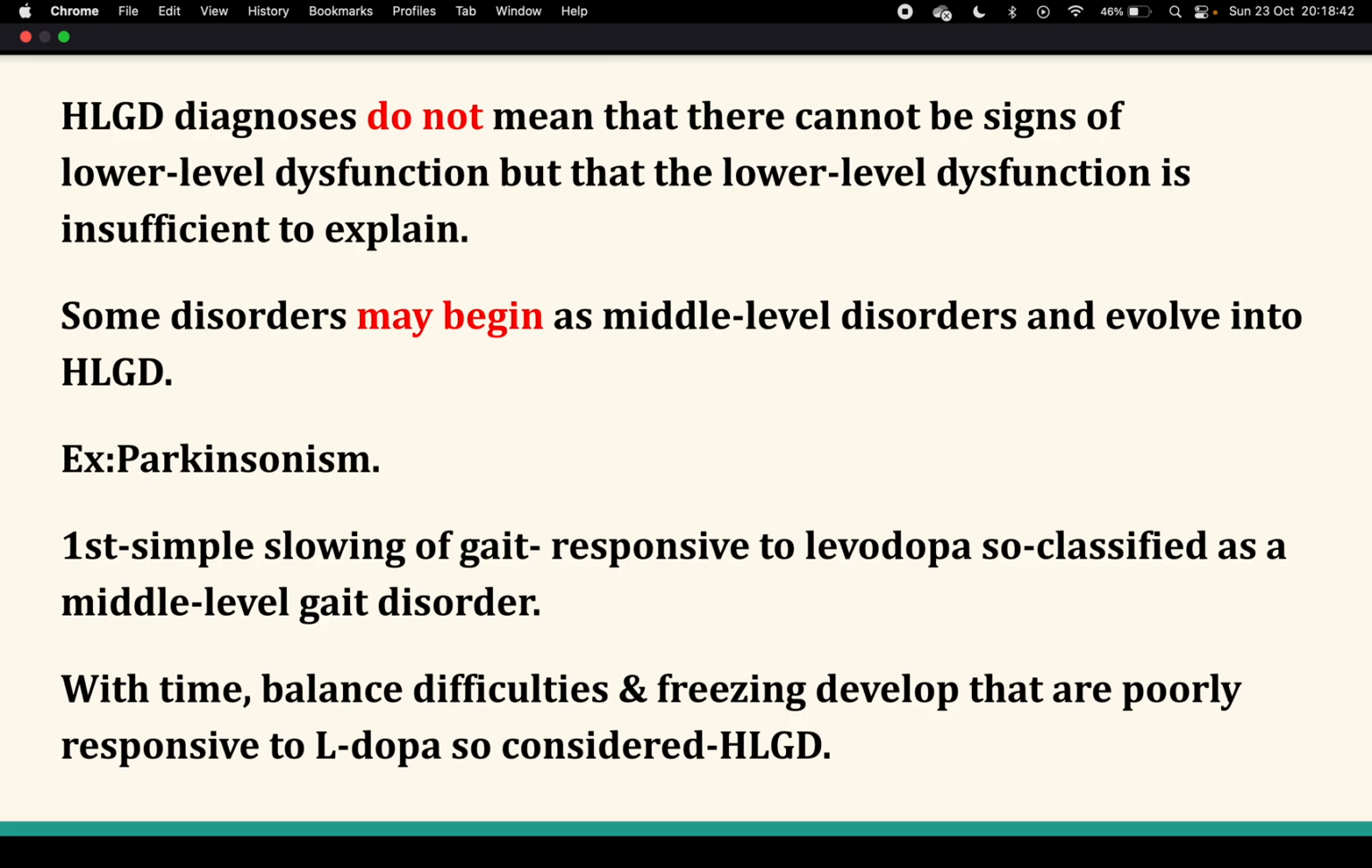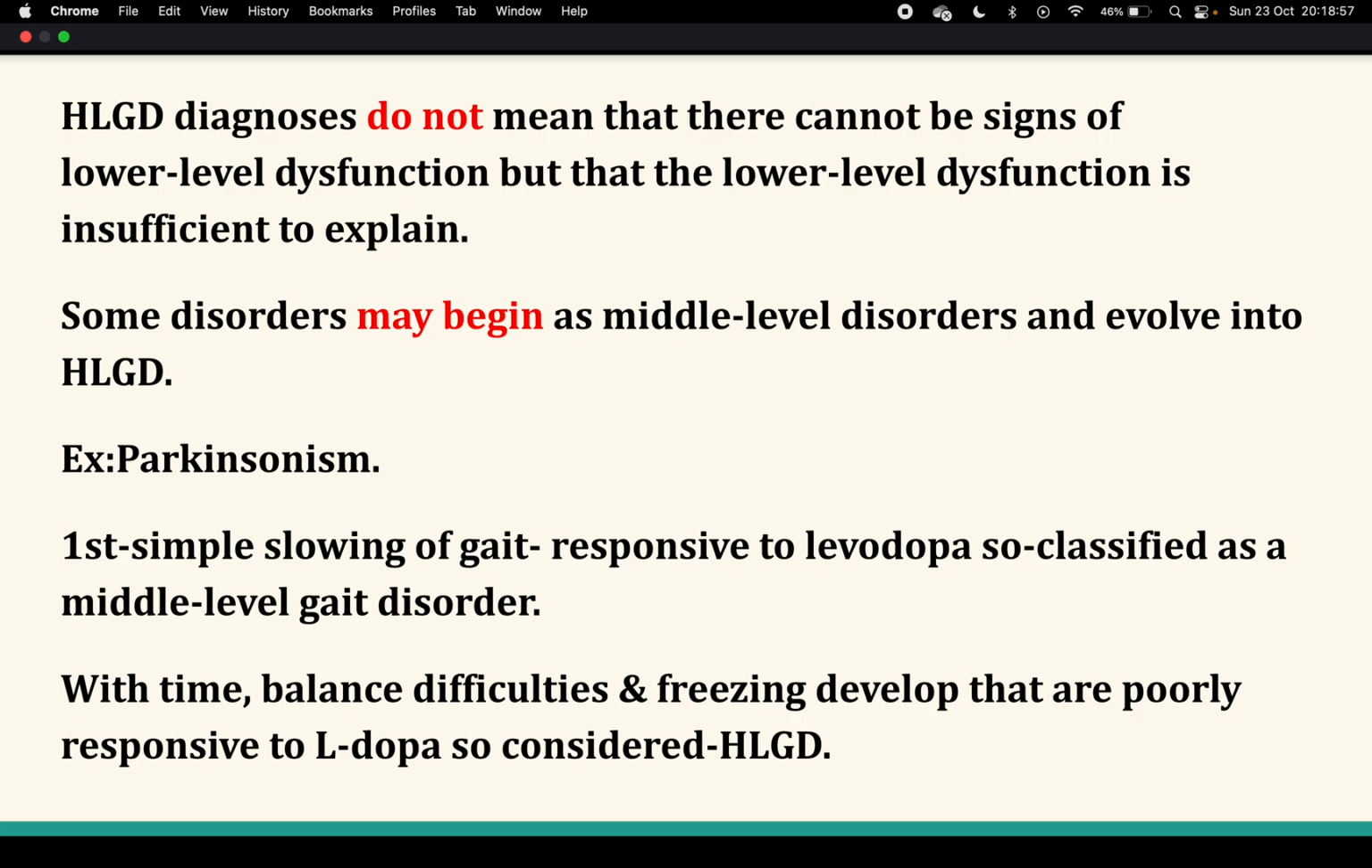Diagnosis does not mean that there cannot be signs of lower level dysfunction, but the lower level dysfunction alone is insufficient to explain the gait disorder. Some disorders may begin as middle level and evolve into the higher level gait disorder.